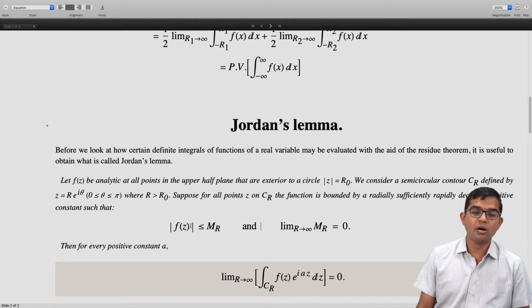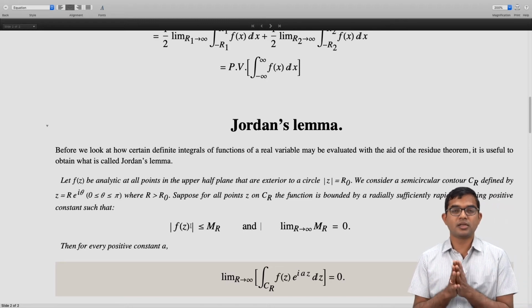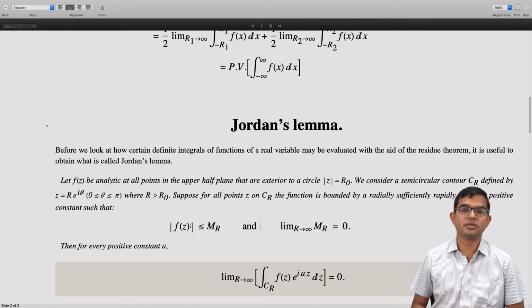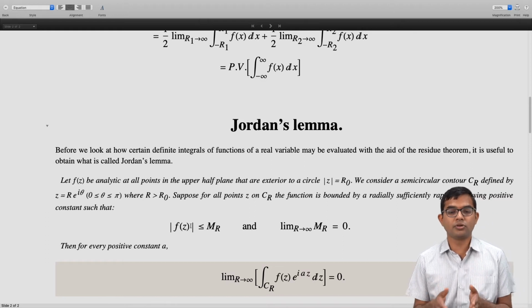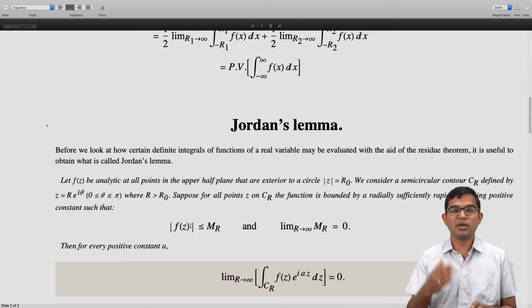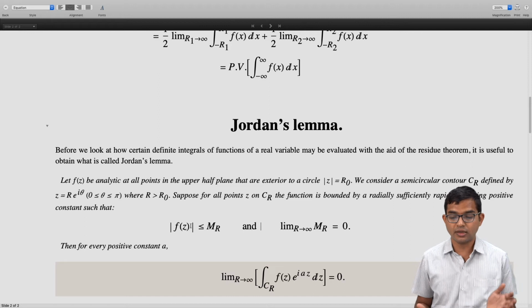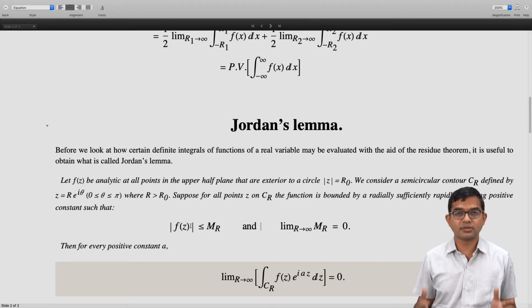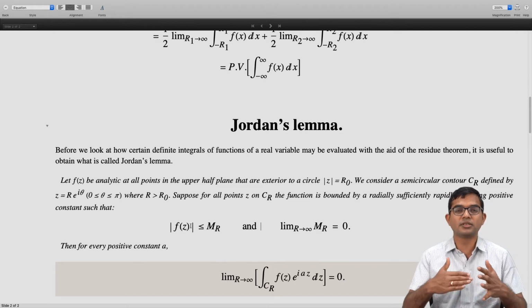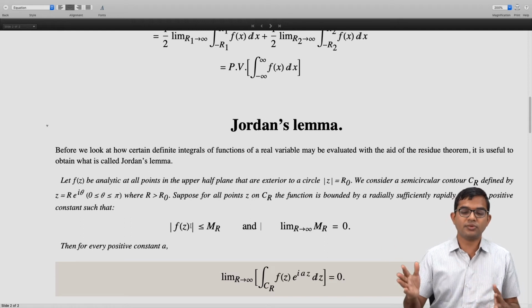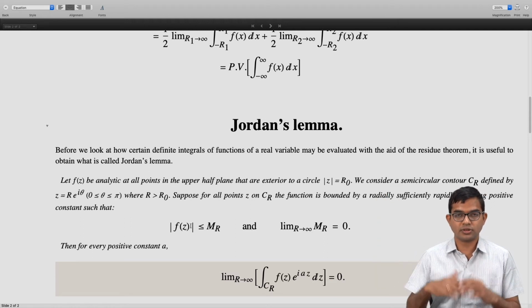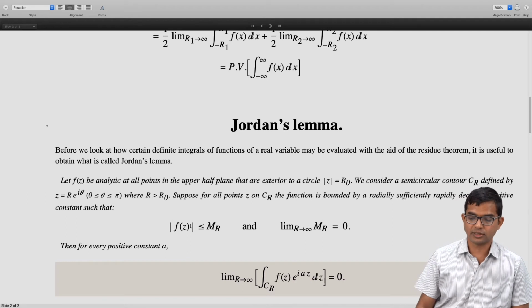So what it means is mod of f of z is less than or equal to M_R. Right, now this bound is going to depend on r, but that bound is such that it becomes smaller and smaller as r becomes larger and larger. And in the limit of r going to infinity, M_R is actually 0. Right? So basically, this function is not some weird function which will blow up at infinity or something. It's going to keep on decaying. Basically, that's what it means.